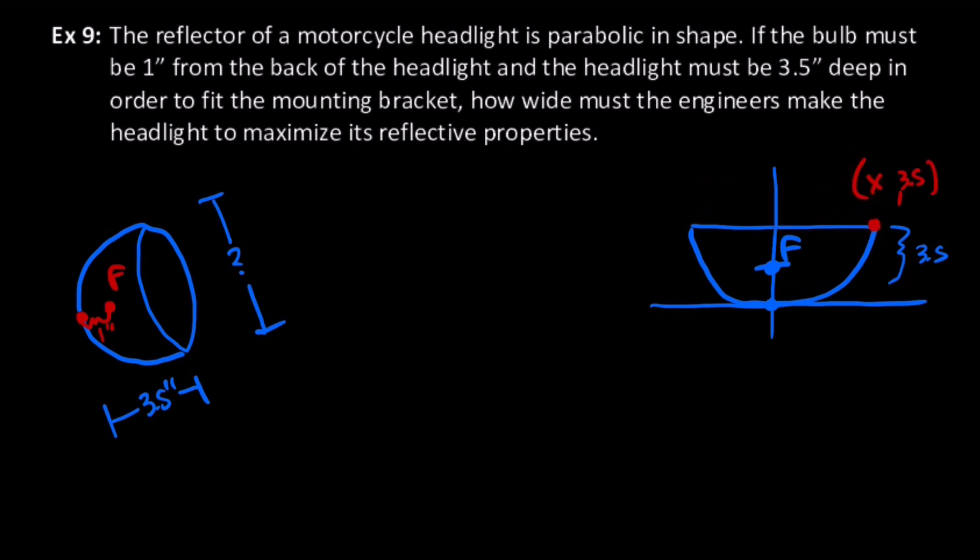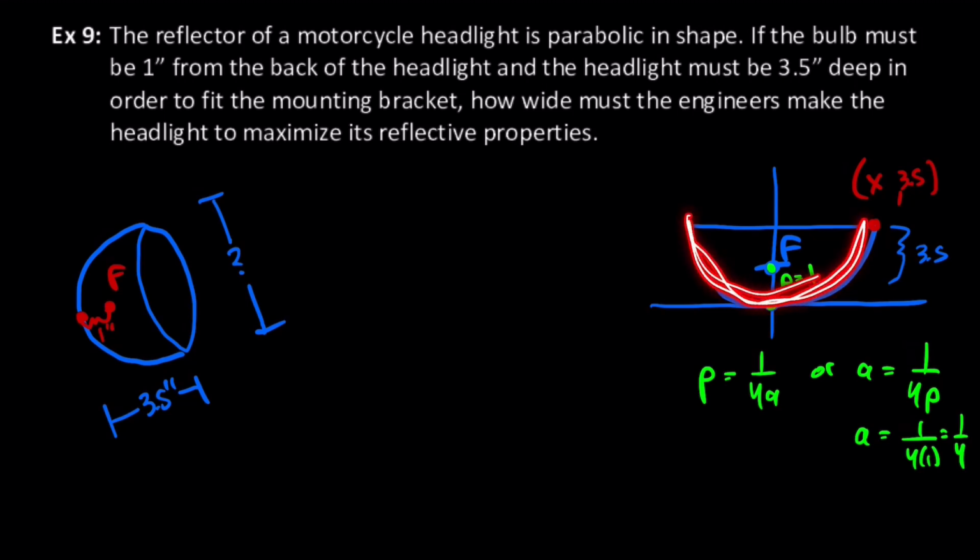All right, well, what do I know? I know P equals 1. The distance from the vertex to the focus is 1. So P equals 1 over 4A, or A equals 1 over 4P. Okay, so let's use that one. A equals 1 over 4 times 1, or 1/4. So A is 1/4. The other thing I know, since I'm creating this simple parabola equation, is that since the vertex is 0, 0, it's going to be y equals ax squared. That's it.